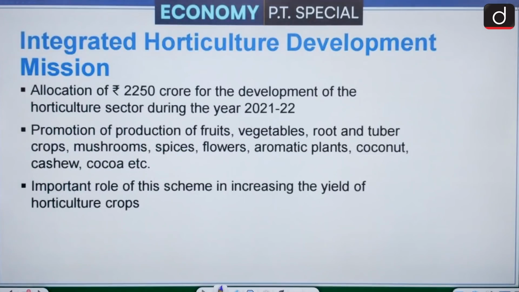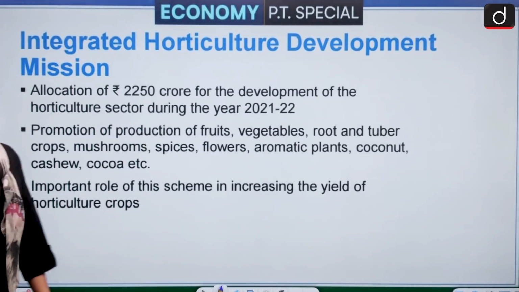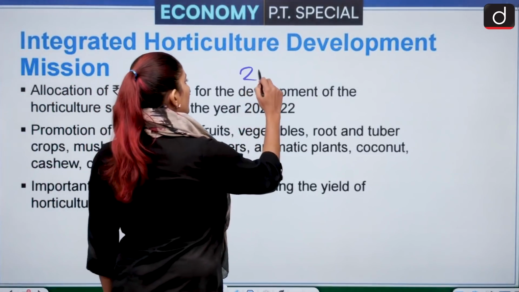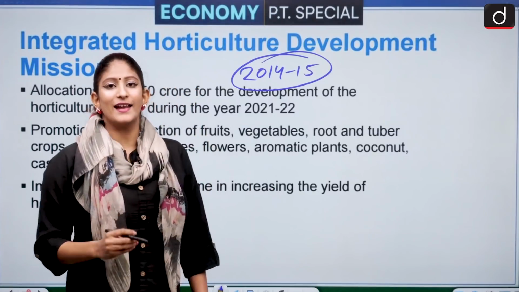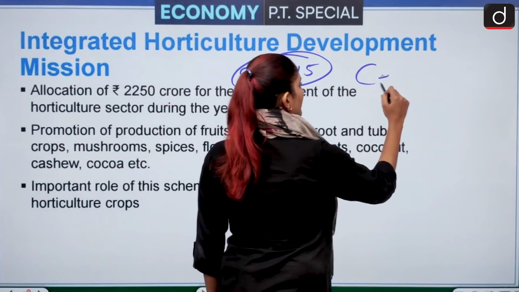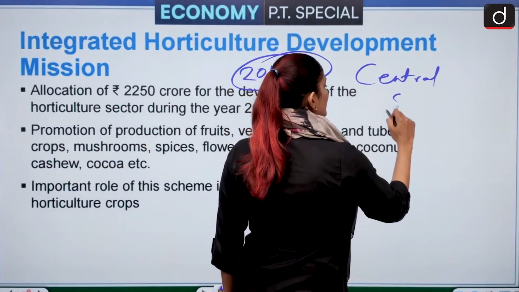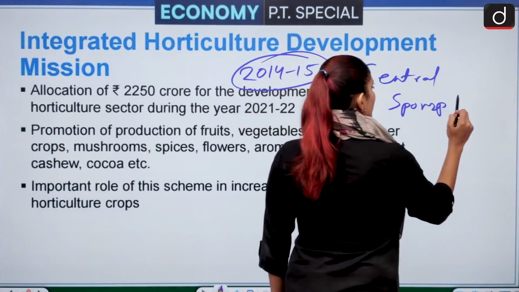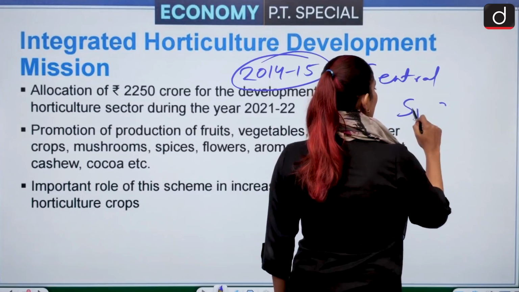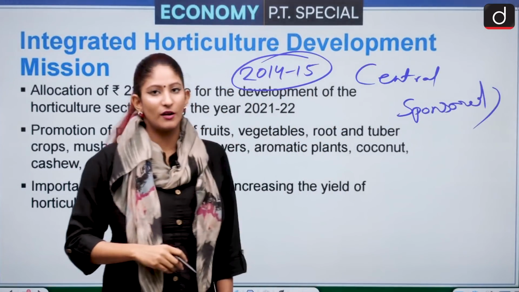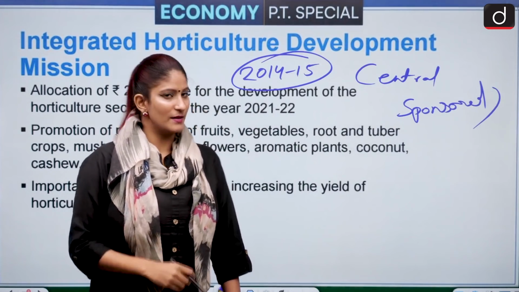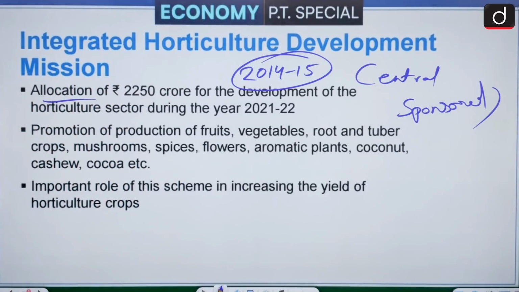Moving forward, Integrated Horticulture Development Mission, which was launched in the year 2014-15 to tap the potential of the horticultural industry, is a centrally sponsored scheme. Centrally sponsored scheme means the sponsorship is shared between the center and the states. It comes under the Ministry of Agriculture and Farmers Welfare. Keep this in mind. An allocation of rupees 2,250 crore for the development of the horticulture sector was made during the year 2021-22.